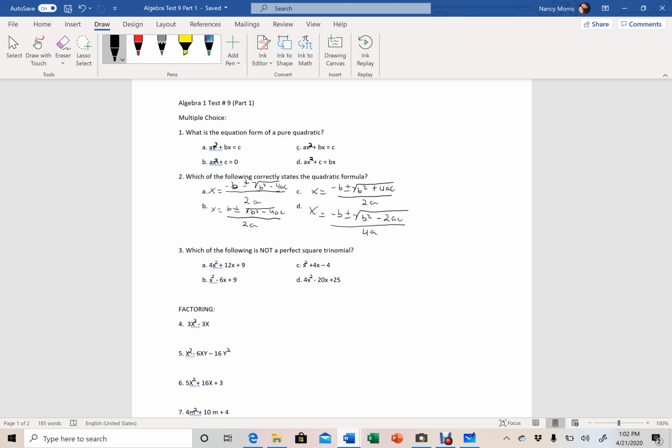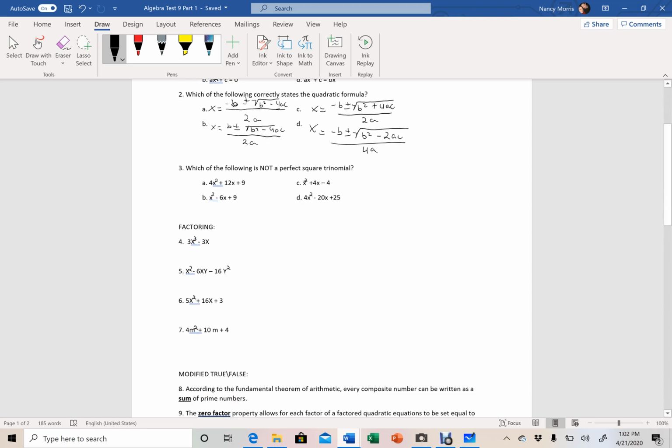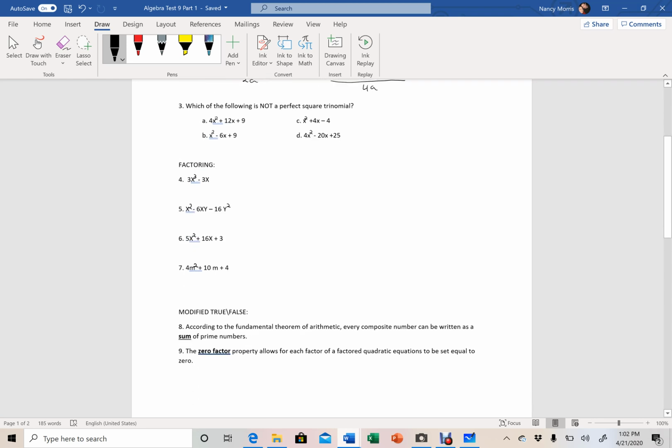Number 2 is your quadratic formula. We should be familiar with that by now. So just choose the correct answer there. And then number 3, which of the following is not a perfect square trinomial? So this means it's going to factor out into a binomial that can be just simply squared, okay? Which of those does not do that, okay? So which one of these 4 questions is not a perfect square trinomial? Okay, so those are your first 3 multiple choice.